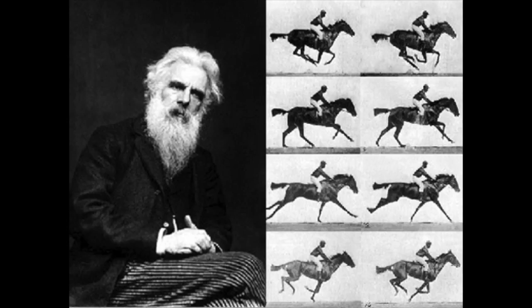Eadweard Muybridge was born on the 9th of April 1830 and he died on the 8th of May 1904. He was known for pioneering work on animal locomotion in 1877 to 78. Muybridge developed a miraculous process for capturing movement on film just after he killed his wife's lover. He then laid the groundwork for the motion picture industry.